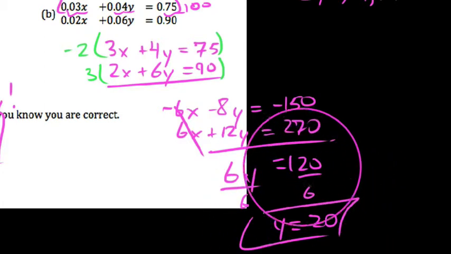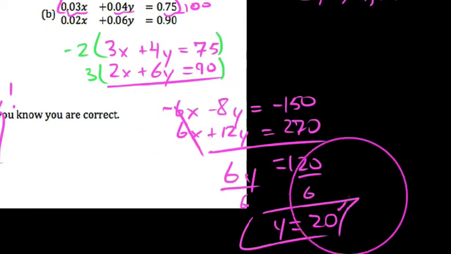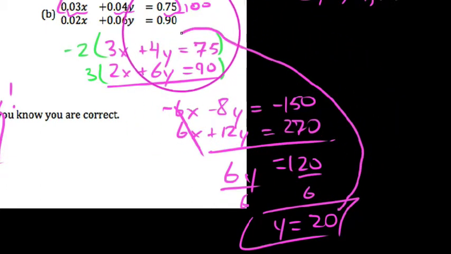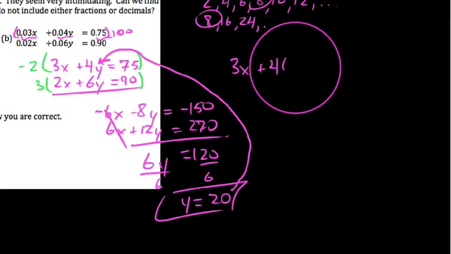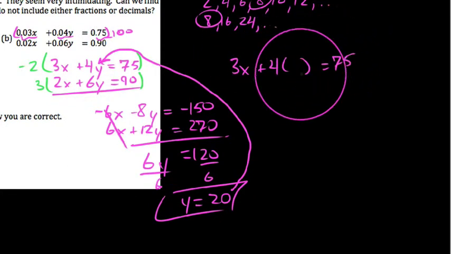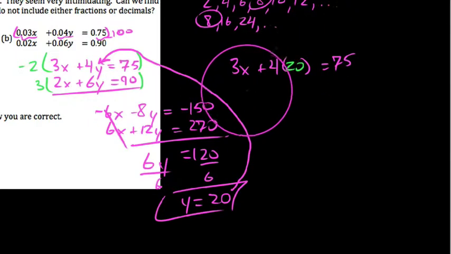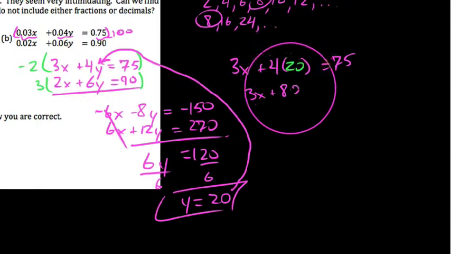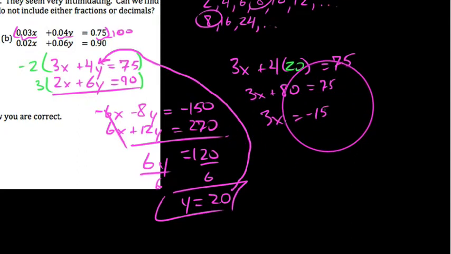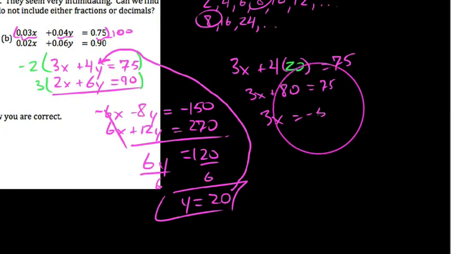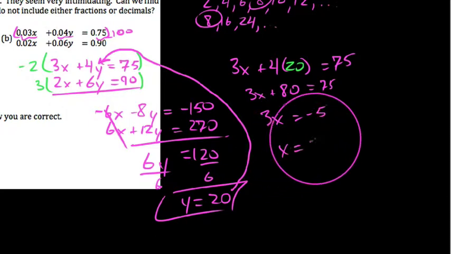So now that I know y is 20, we could plug this back into one of the original equations. I'll use the first equation here: 3x plus 4 times y, which is now 20, equals 75. Well, I get 4 20s here, so 3x plus 80 equals 75. And so I get 3x equals negative 5 when I subtract the 80, and I get x is negative 5/3.